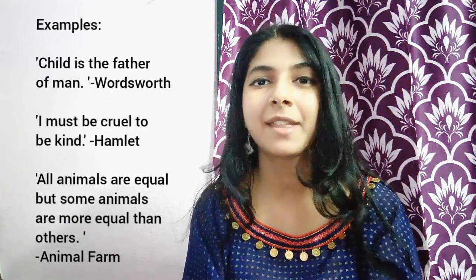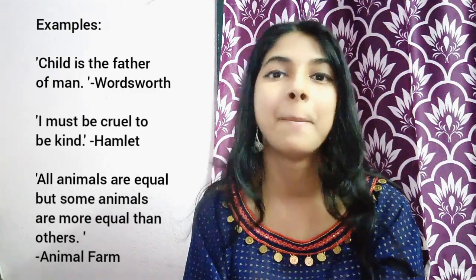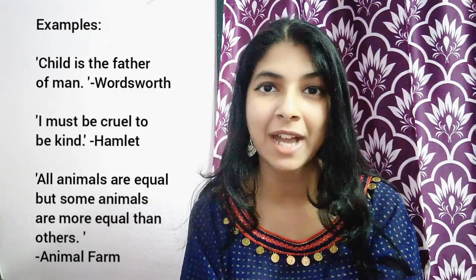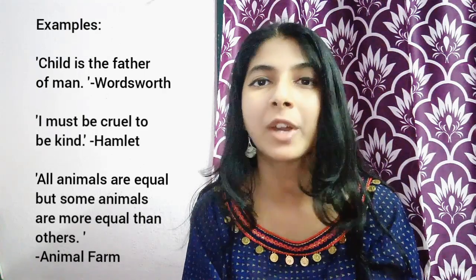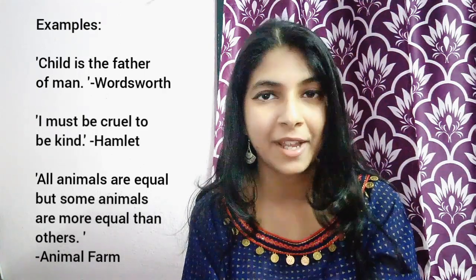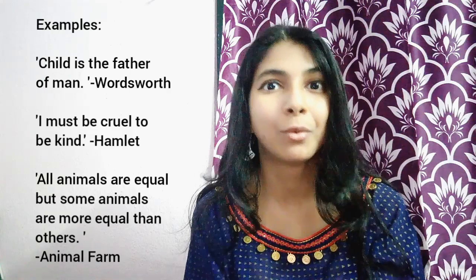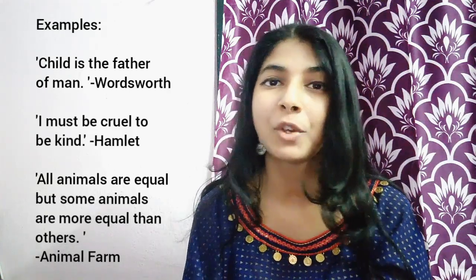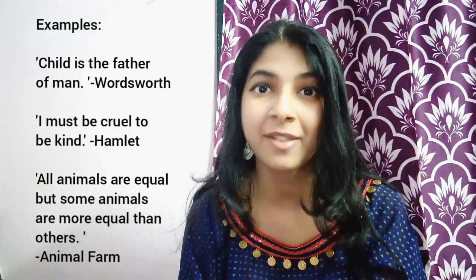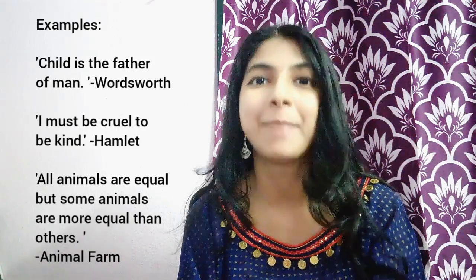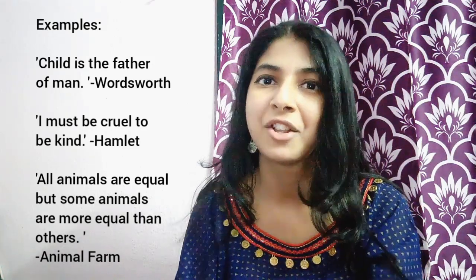Wordsworth has said, "Child is the father of man." This is a classic example of paradox. At first glance, the statement seems so confusing, but there is truth to it. How? Wordsworth has tried to say that all our childhood experiences shape the person we become. Therefore, he said, child is the father of man.